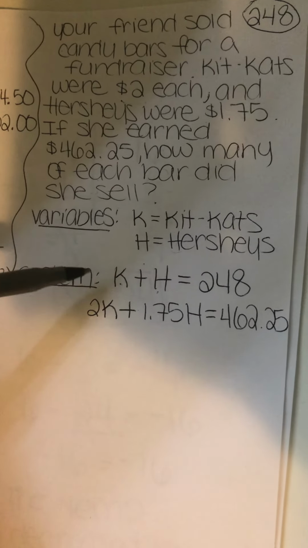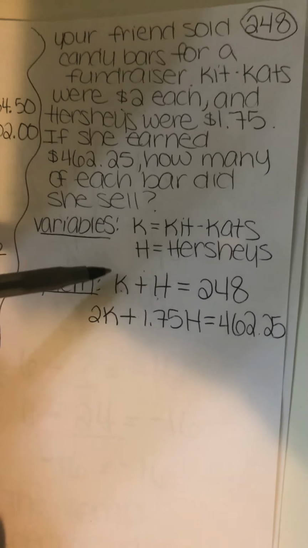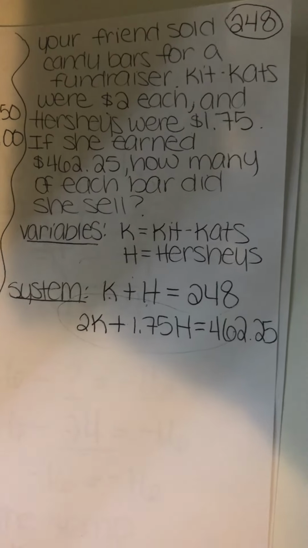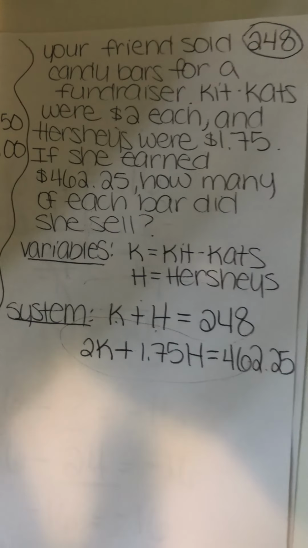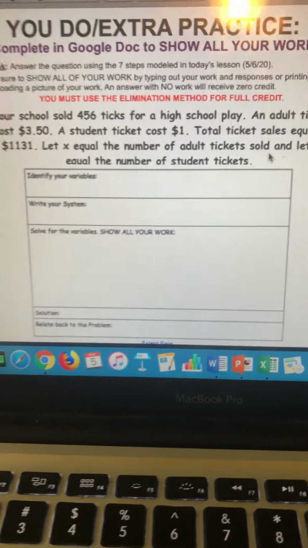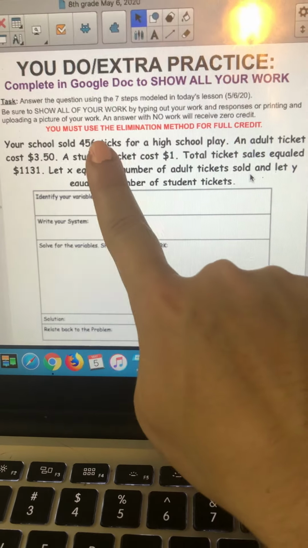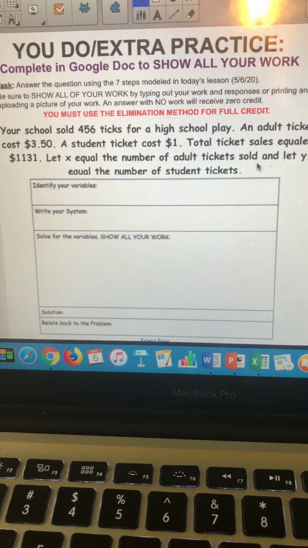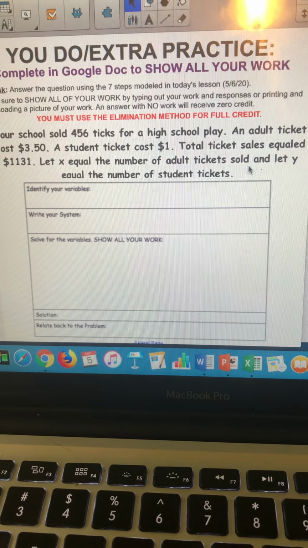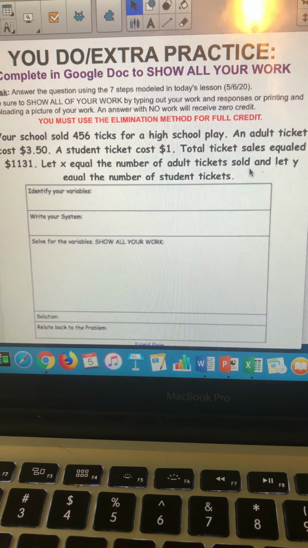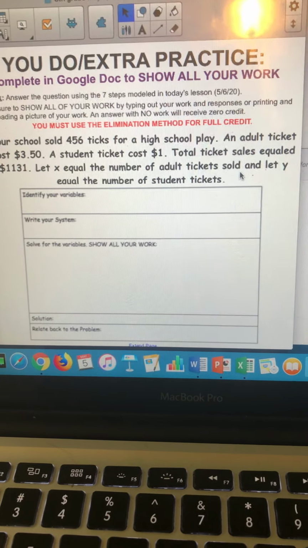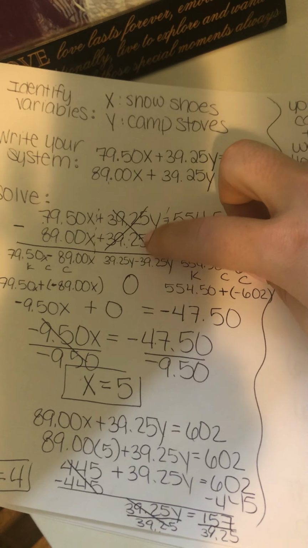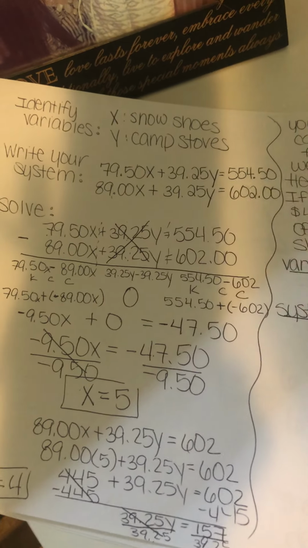I wanted you guys to remember that you can write a system where one is about the amount of the items and the other could be about the cost. I'm not going to go further with this because this is not an elimination question. Yours is. The directions clearly indicate use the elimination method for full credit. This is what we are assessing you on. Okay, so please keep that in mind when you are completing your you-do. You are using elimination. You will get a system where the coefficients will be the same, where you can subtract, or they'll be opposite, where you can add.